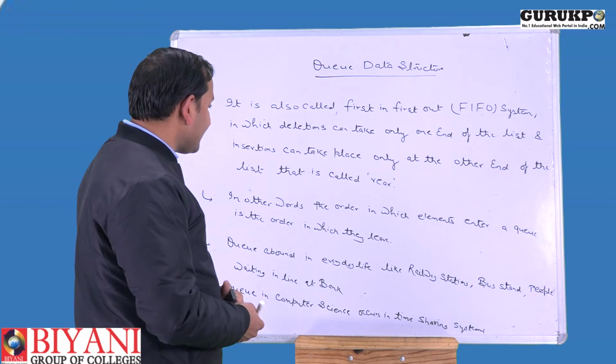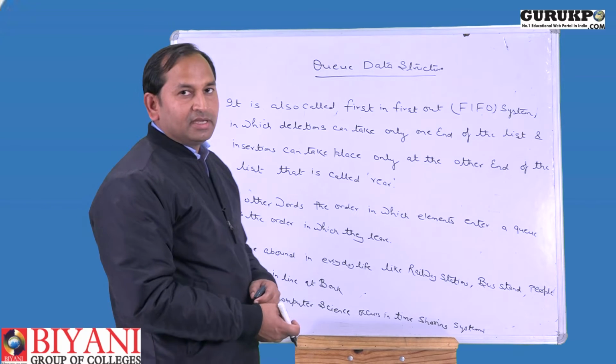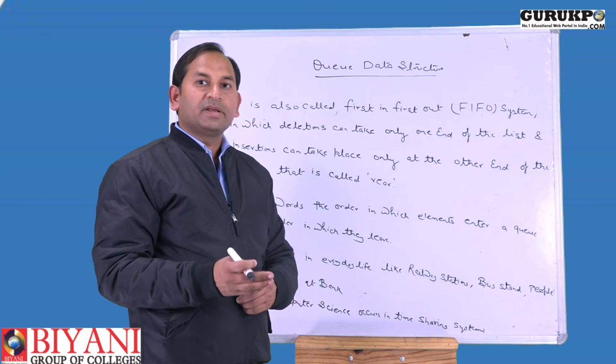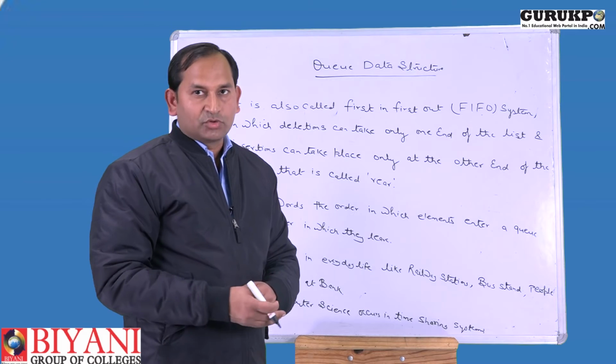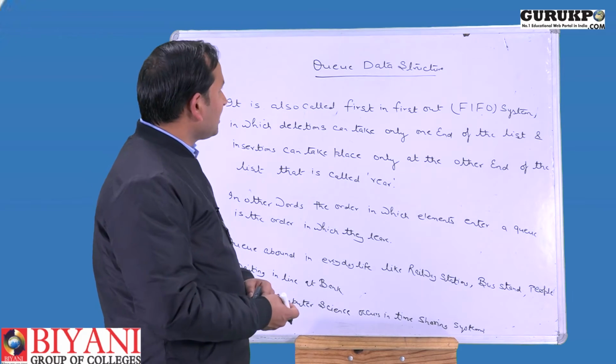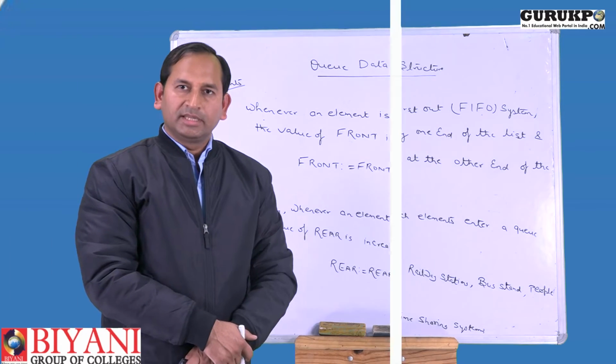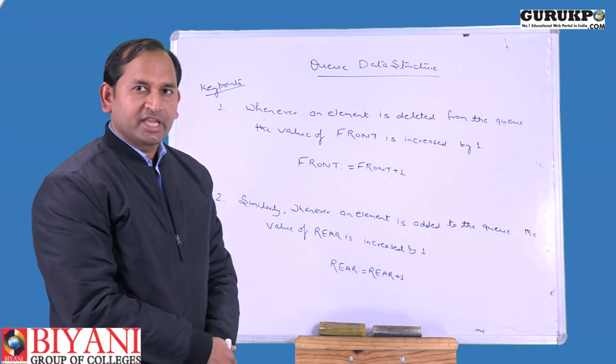Queue in computer science occurs in time sharing system. In case of time sharing, where multiple processes are waiting for resources, this is the best example of queue data structure. There are two basic key points about the queue data structure.